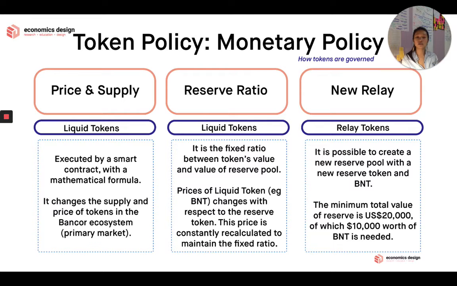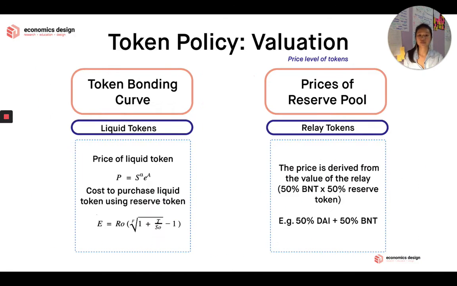And it's possible to create a new relay. So remember, relay is the reserve pool, 50% BNT, 50% reserve token. It's possible to create a new relay, and when you create a new relay, you can have a corresponding relay token that's out there, and you need a minimum value in the reserve of $20,000. That's how it works here.